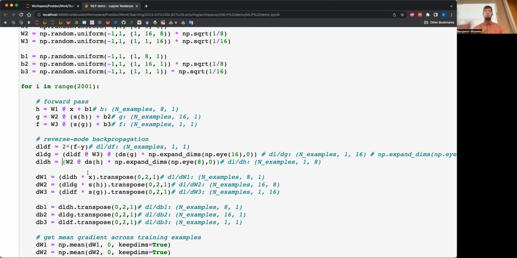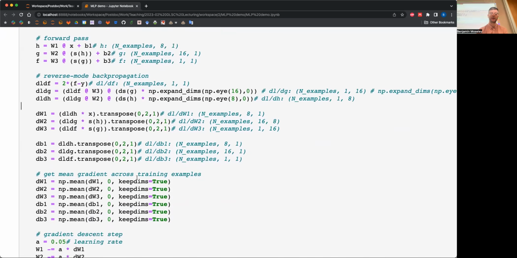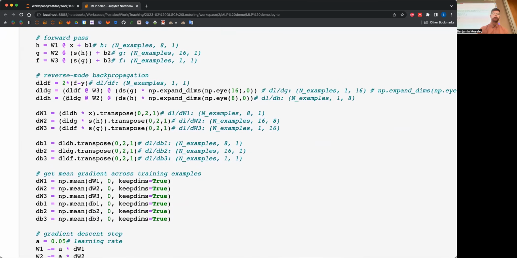And then the same thing here, we just start applying the chain rule to the next part. So DL by DG times our weight matrix, like this. And you can see how we're evaluating this left to right. And I'll put this in brackets, like this. Cool, so that should work. The rest of the code I've written to make it quicker.